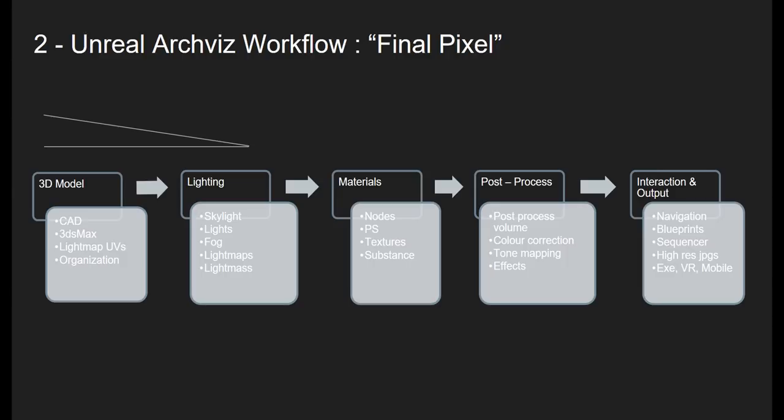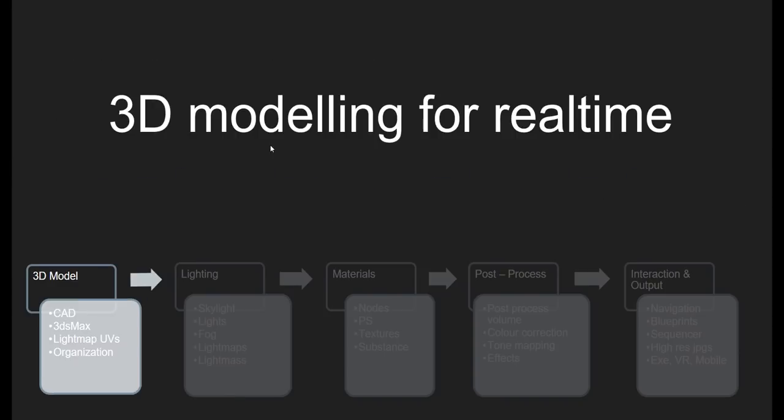We're using textures, which can be made not only with Photoshop but also, like I said before, with the introduction of Substance Designer, which is a new tool in the arsenal. And then the post-process, which is mainly the post-process volume. We'll look at that very quickly. And then the interaction we will barely mention, because it's at the end and there is a lot to go through. So let's carry on. Our 3D modeling for real time.